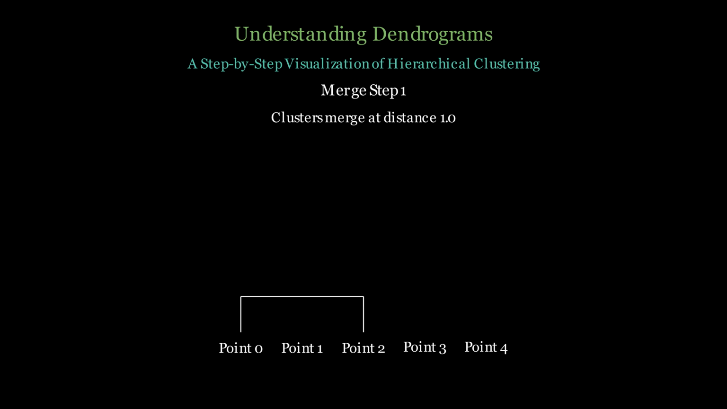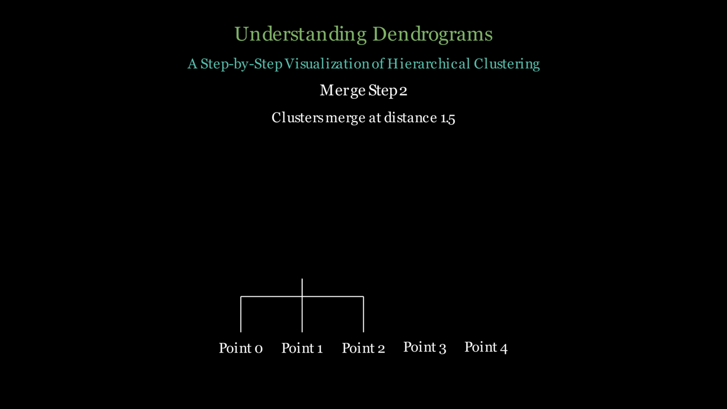Step 1. First, the algorithm finds the 2 closest clusters and merges them. The vertical lines show the distance between clusters, which was 1.0 in this case. The height where clusters connect represents their similarity. Lower connections mean more similar clusters.